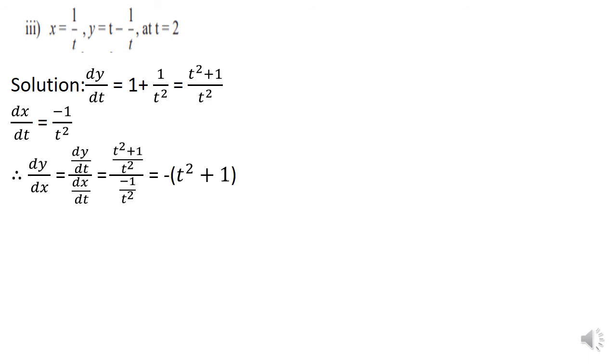Now dy by dx is dy by dt upon dx by dt. Thus we divide both the fractions. The common denominator is cancelled. And so we get the final answer as minus (t square plus 1).